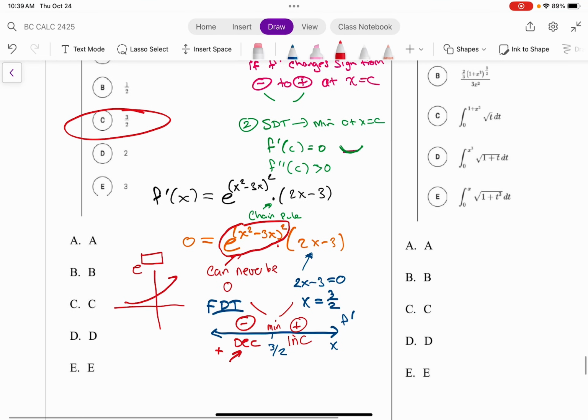If you're going to take something from this problem, first remember the chain rule, and then also that little clue about e to the x squared minus 3x squared never being 0. That's really useful. It means you could divide by it, because you just can't divide by 0 in math. So you could divide both sides by that, leaving you 2x minus 3 equals 0, which gives us our lone critical point.